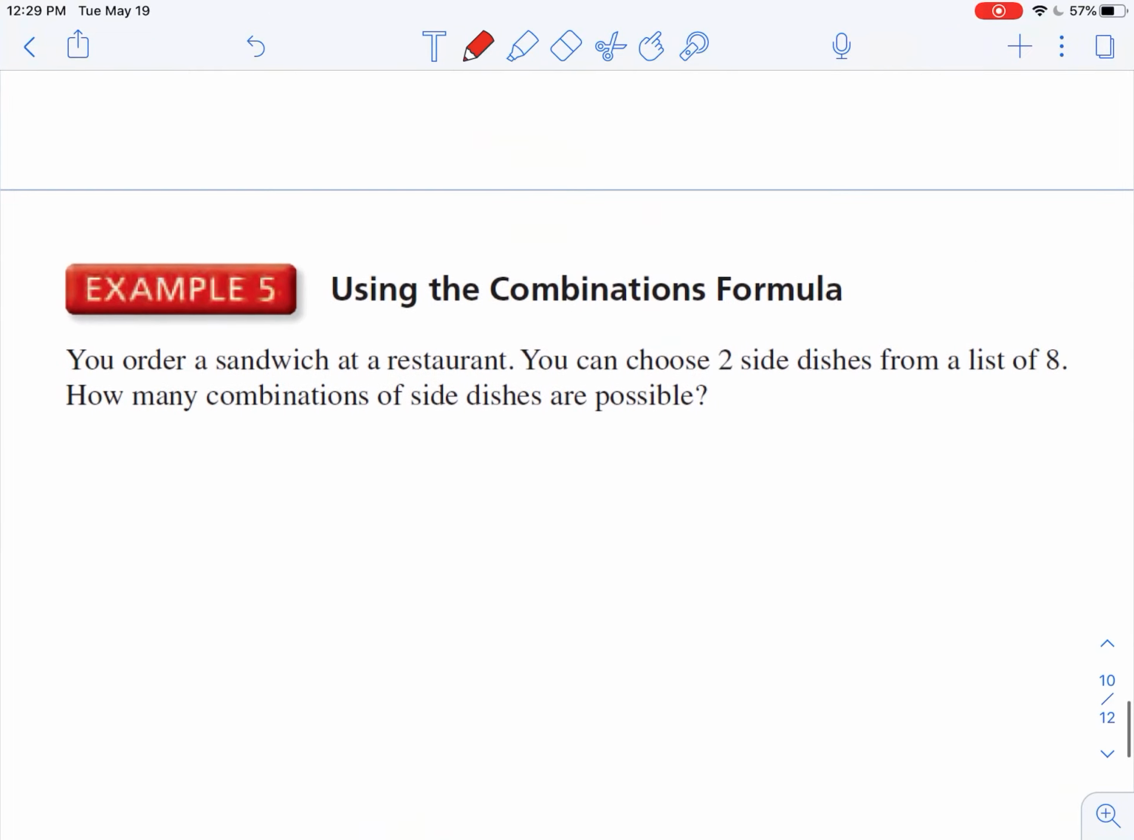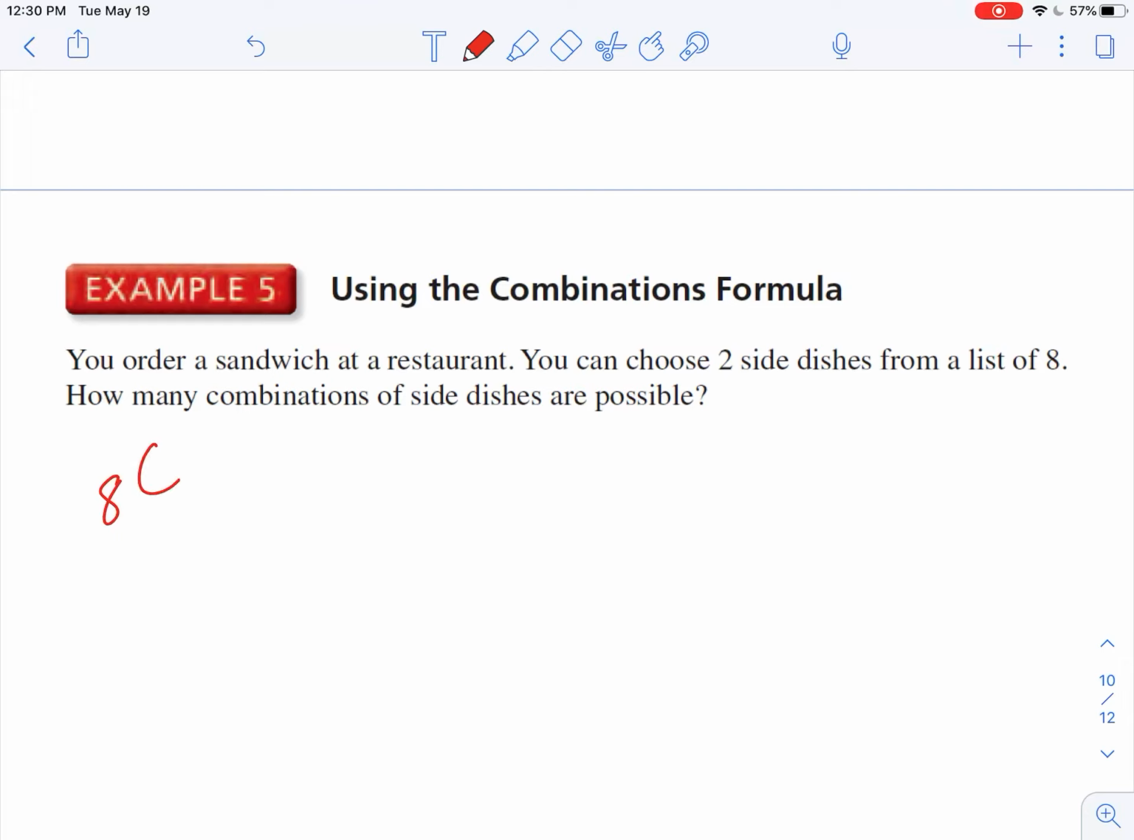Let's take a look at another example where you're ordering a sandwich. You have 2 side dishes from a list of 8. How many combinations of side dishes are possible? Again, the order in which I get my side dishes, whether I get my French fries first or my fruit cup first, is not important. I still have the same meal, but they want to know how many different meals you could have where you have 8 different sides to choose from and you get 2 of them.